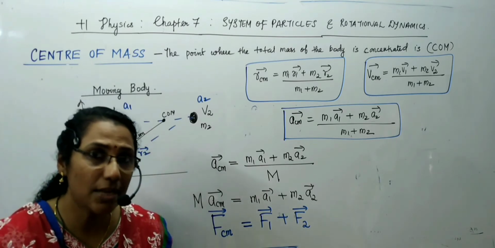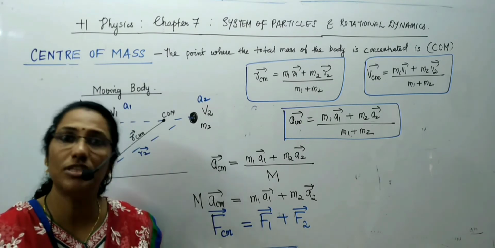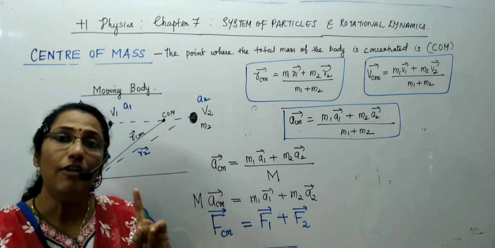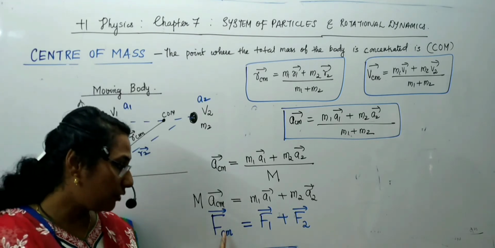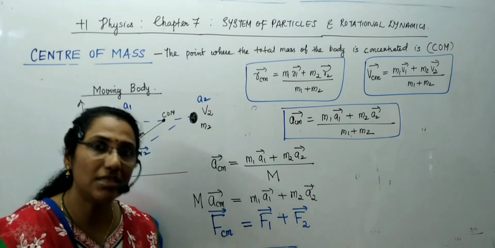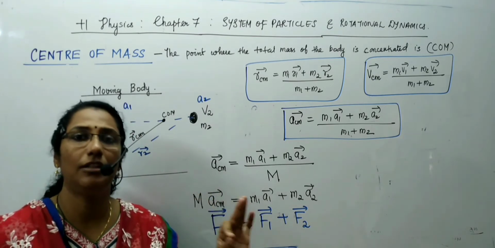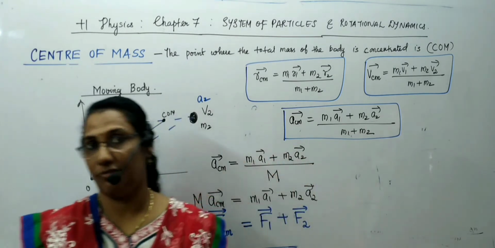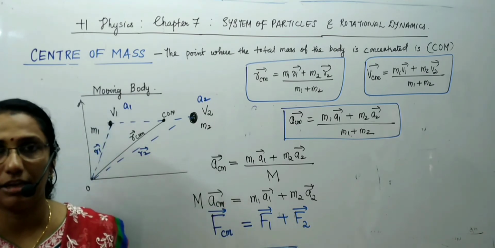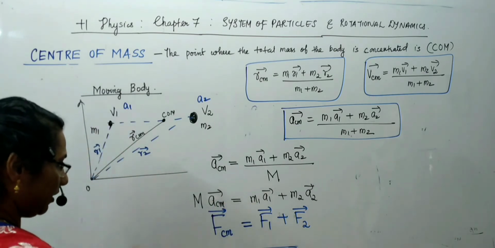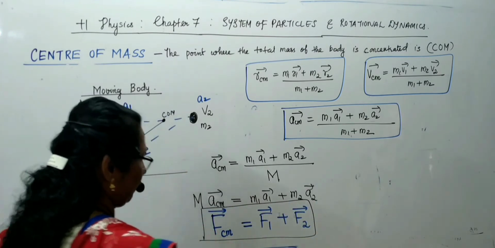Upon our center of mass accelerated aanenkil, ee systemile ooro particlesinum ulla force-inte vector sum irikkum, resultant force irikkum. Clear? Center of mass-inu kittunna force-inte equivalent irikkum, bodyile each and every particlesinum kittunna force-inte sum vector. Force vector quantity aanu, athinal force-inte vector sum equivalent aayirikkum. Clear? Very important. You may write that is the net force acting on the center of mass of the system.